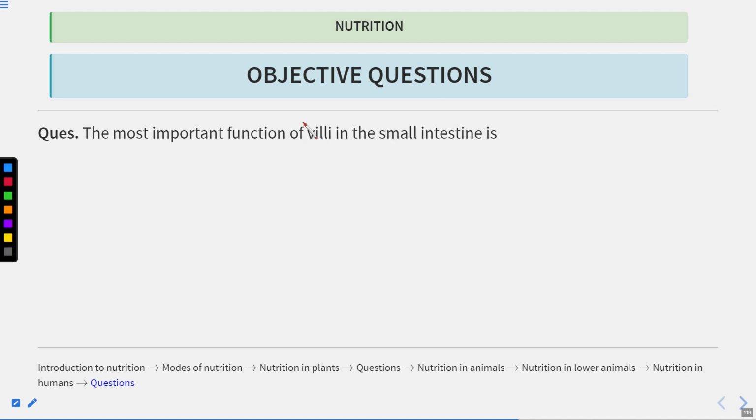The next question is the most important function of villi in small intestine is. So what are villi? Villi are the finger-like projections.